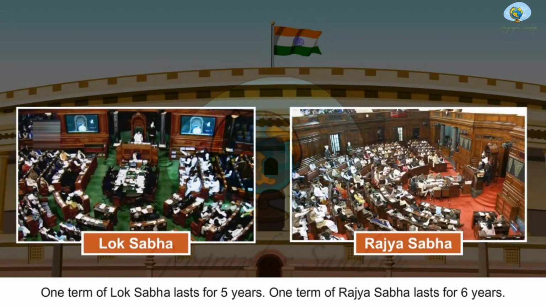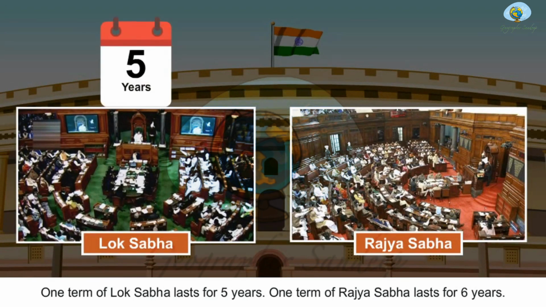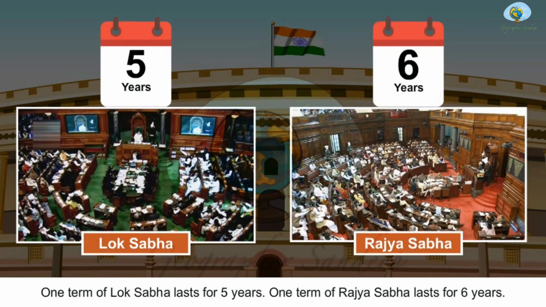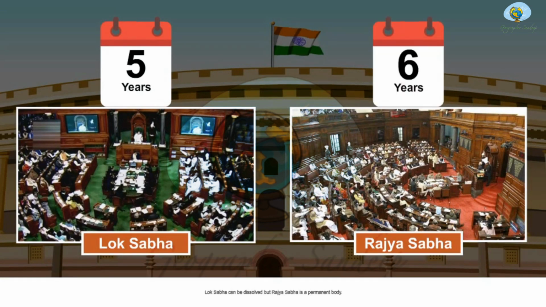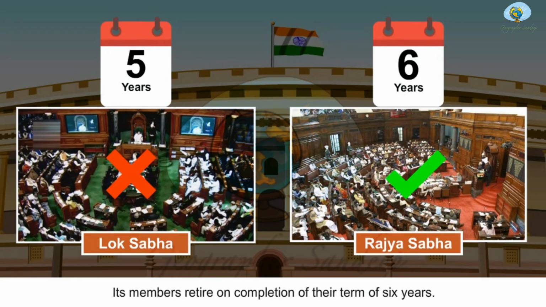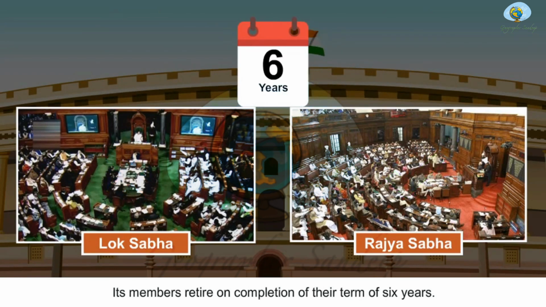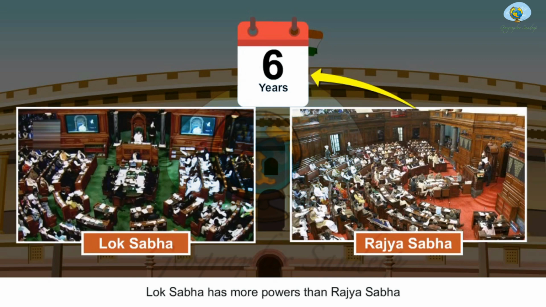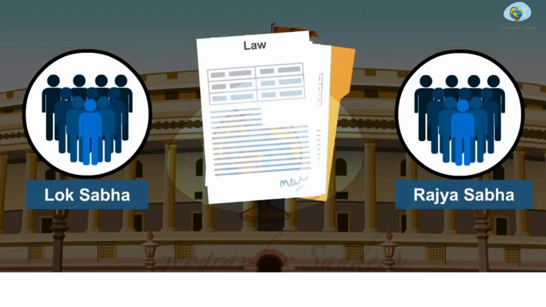One term of Lok Sabha lasts for 5 years. One term of Rajya Sabha lasts for 6 years. Lok Sabha can be dissolved, but Rajya Sabha is a permanent body. Its members retire on completion of their term of 6 years. Lok Sabha has more powers than Rajya Sabha.